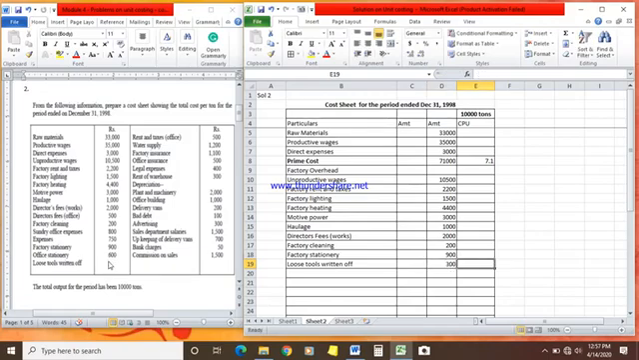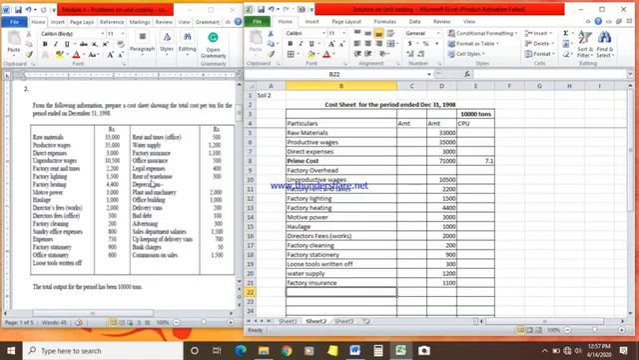So here the amount is missing, it is 300. Next, water supply 1,200. Then we have a factory insurance 1,100.